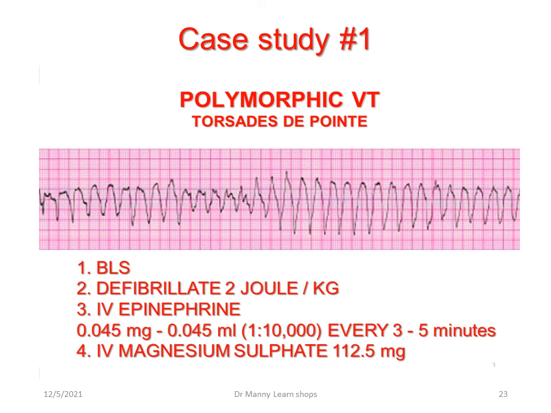The rhythm is polymorphic ventricular tachycardia, also known as Torsades de Pointes. You would start with BLS after having activated the emergency medical response. Defibrillate with 2 joules per kg. Monomorphic VT requires defibrillation. Or you can give epinephrine or magnesium sulfate. Now please note the magnesium sulfate dose is incorrect. That should read 12.5 milligrams, not 112.5 milligrams.